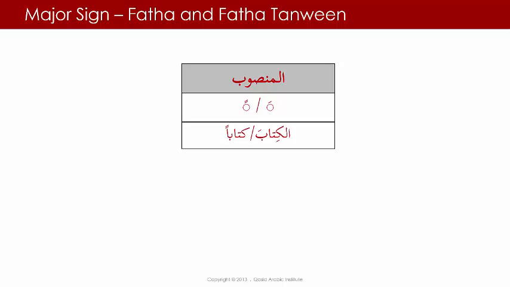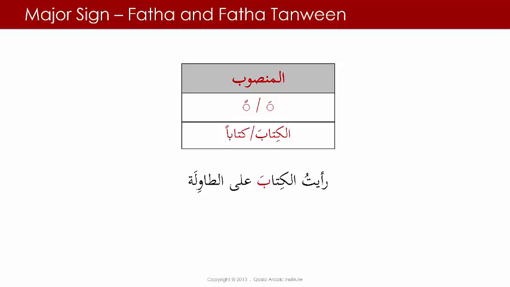So here we have al-mansub and the main sign of the mansub case, which is fatha and fatha tanween. Here we have two examples on a noun, kitab. We have al-kitaba with a fatha on the ba and kitaban with a double fatha or a fatha tanween sitting on an additional alif added to the end of the word. Remember that when the word is definite with alif lam, we don't have tanween. But when the word is indefinite, such as kitaban, we add tanween to the end.